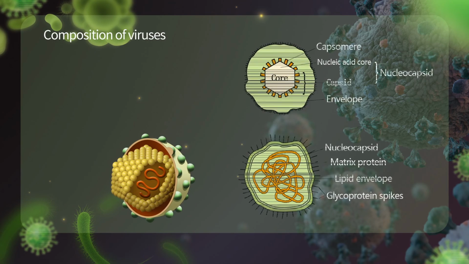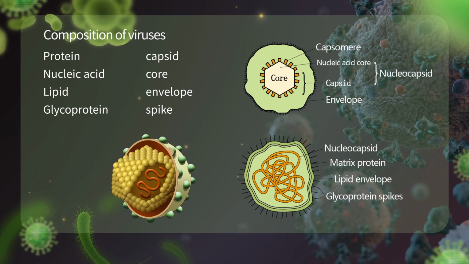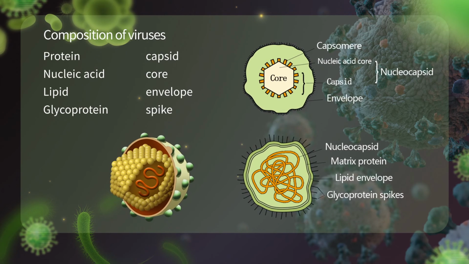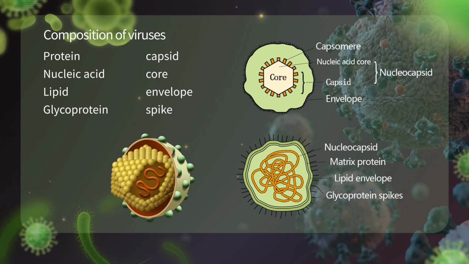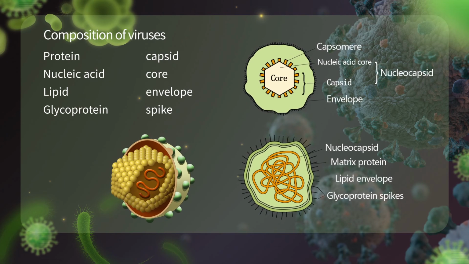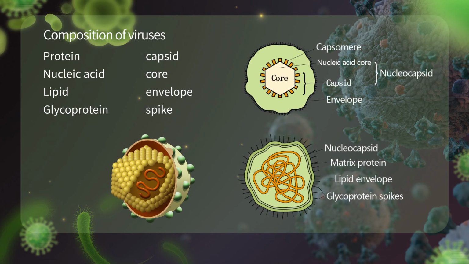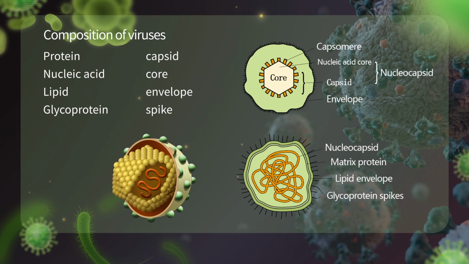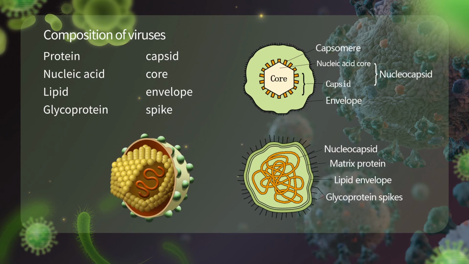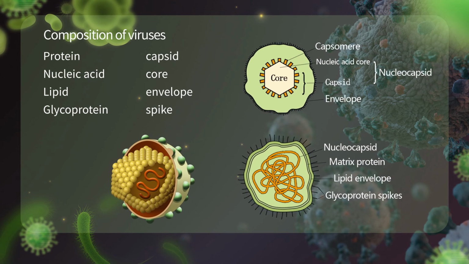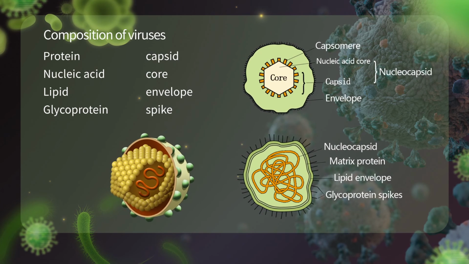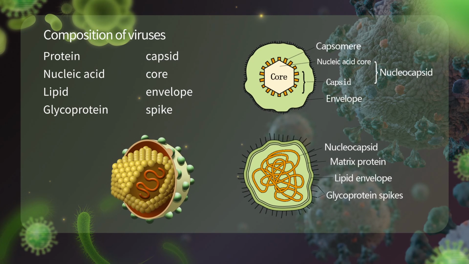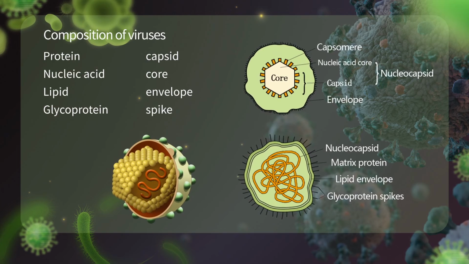Composition of viruses. We have learned the structure of viruses. The capsid is mainly protein, the core is nucleic acid, the envelope is lipid, and the spikes are glycoproteins. So the composition of viruses includes protein, nucleic acid, lipid, and glycoprotein.